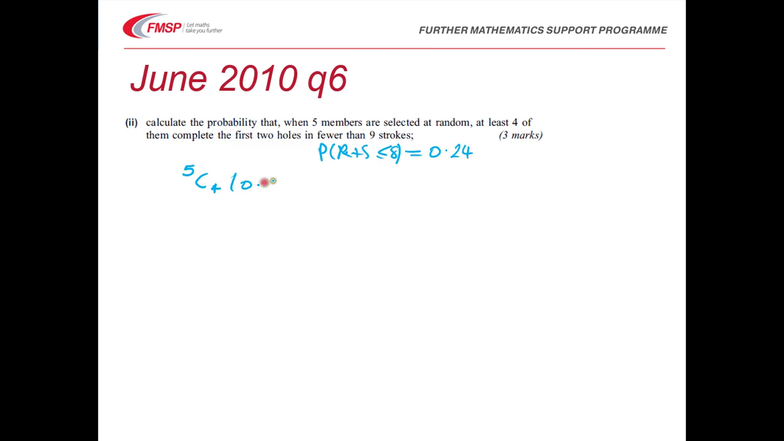So to do this, 4 of them, so to the power of 4, must succeed, and 1 of them must fail to do this. Okay, or all 5 of them manage to succeed. So we work these out. This is going to give me 0.0126. You could use tables to do this as well, clearly, but here we go.